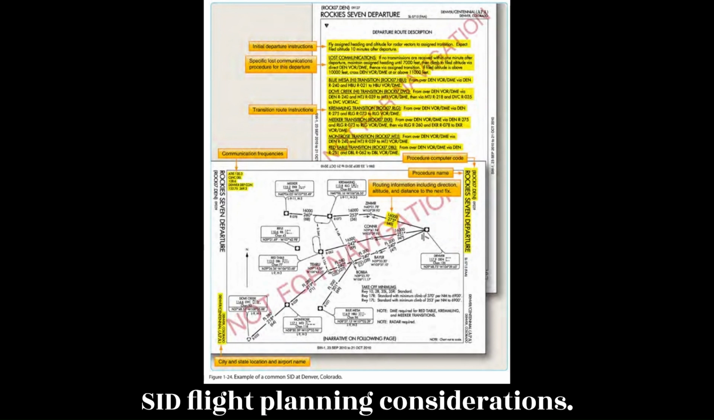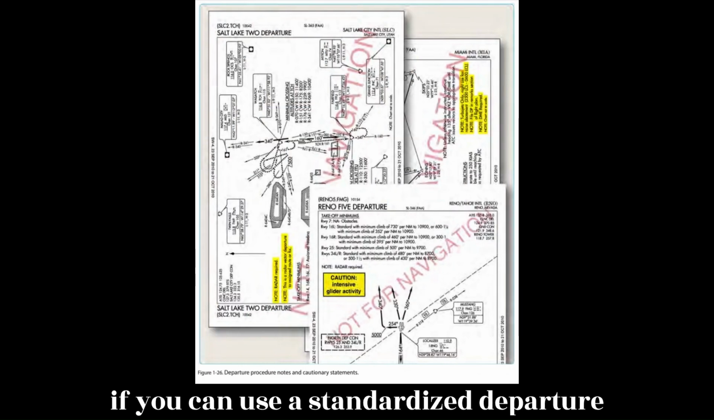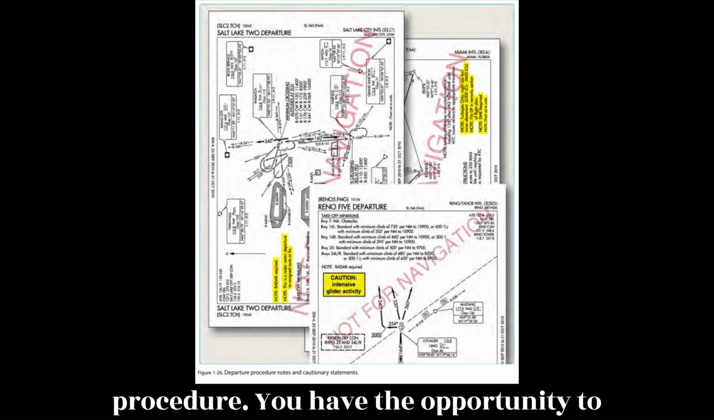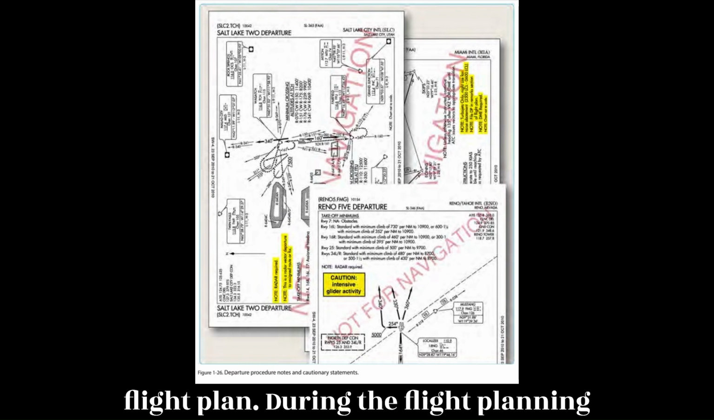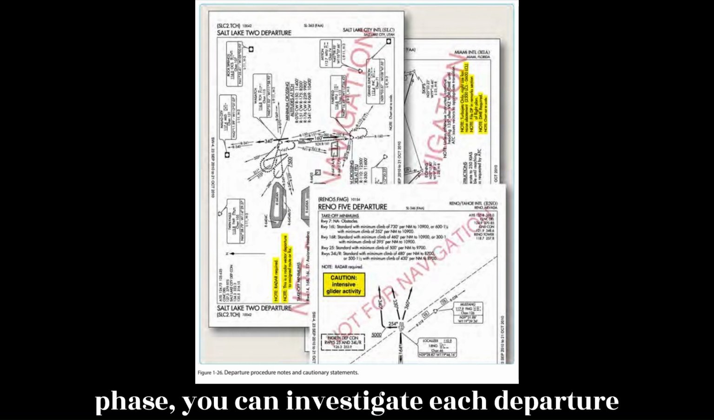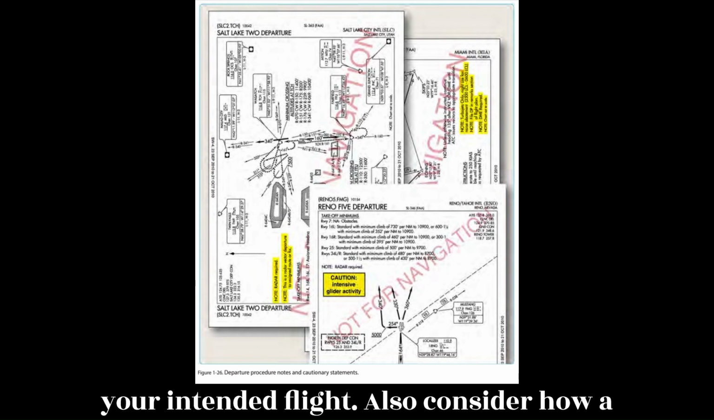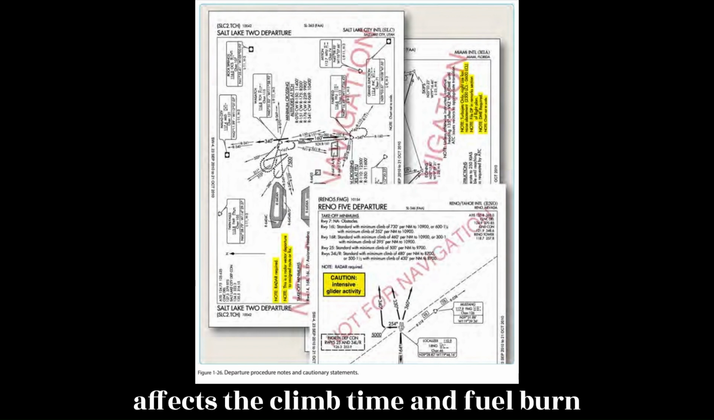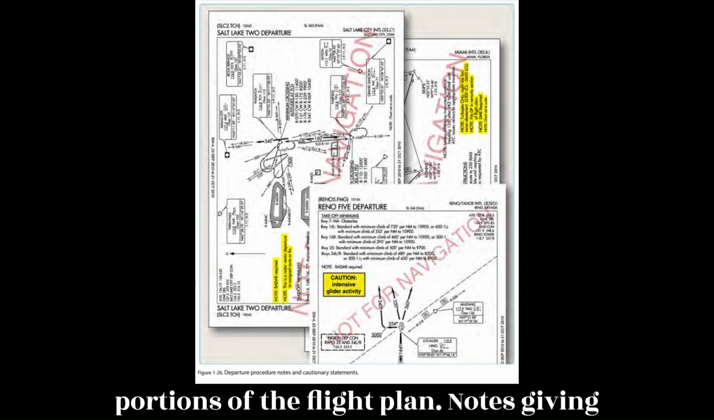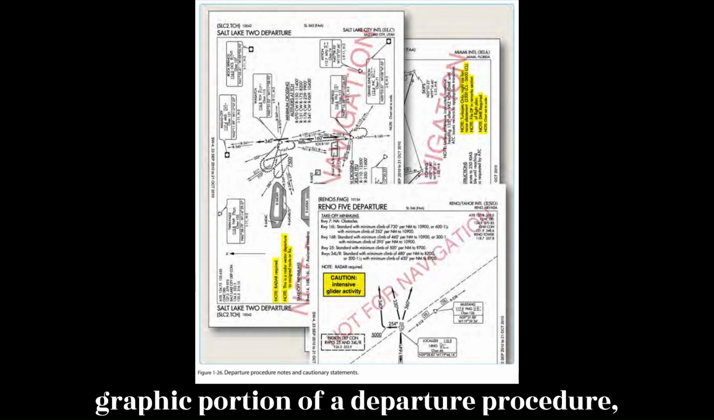SID flight planning considerations. Take into consideration the departure paths included in the SIDs, and determine if you can use a standardized departure procedure. You have the opportunity to choose the SID that best suits your flight plan. During the flight planning phase, you can investigate each departure and determine which procedure allows you to depart the airport in the direction of your intended flight. Also consider how a climb gradient to a specific altitude affects the climb time and fuel burn portions of the flight plan. Notes giving procedural requirements are listed on the graphic portion of a departure procedure, and they are mandatory in nature.